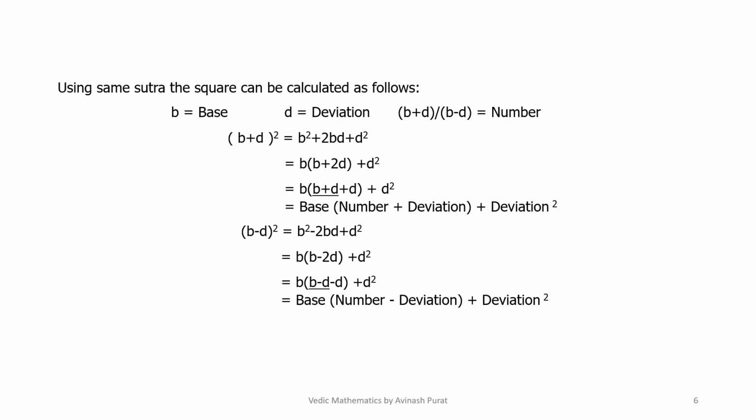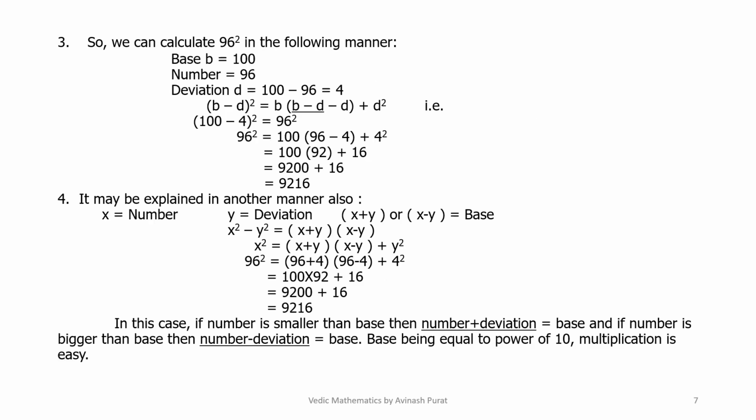plus D square. If it is B minus D square, B square minus 2BD plus D square, that is B multiplied by (B minus 2D), plus D square, that is equal to B into (B minus D minus D), plus D square, equal to base into number minus deviation, plus deviation square. So we can calculate 96 square in the following manner.